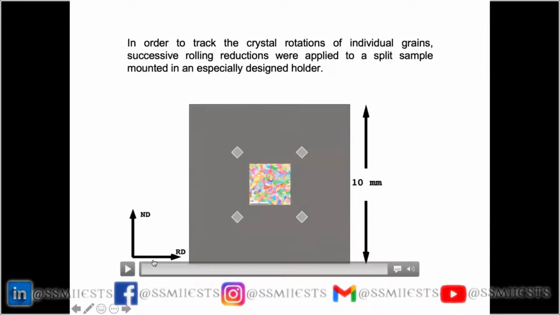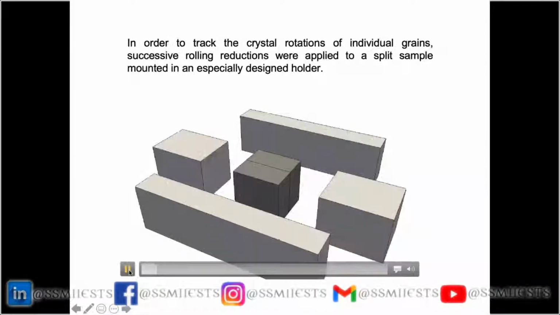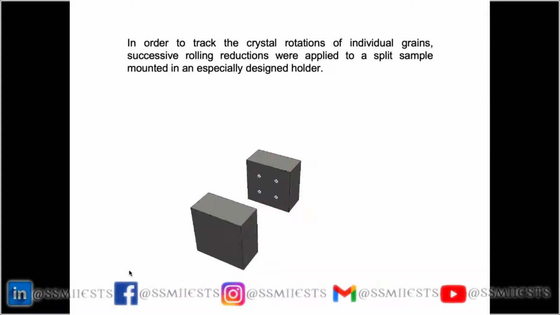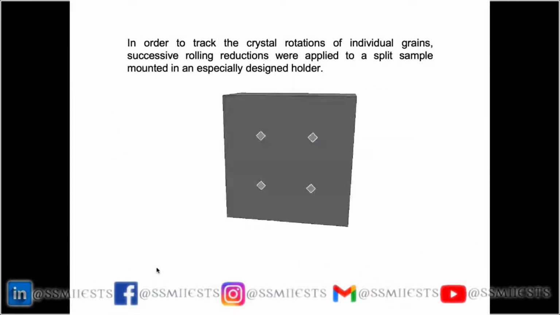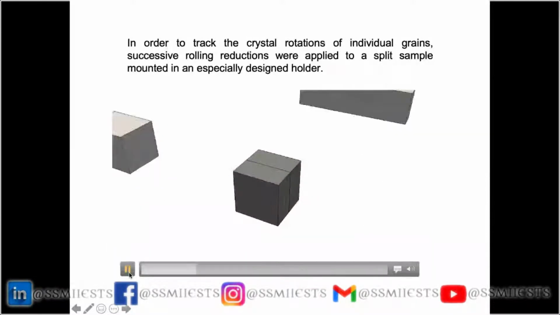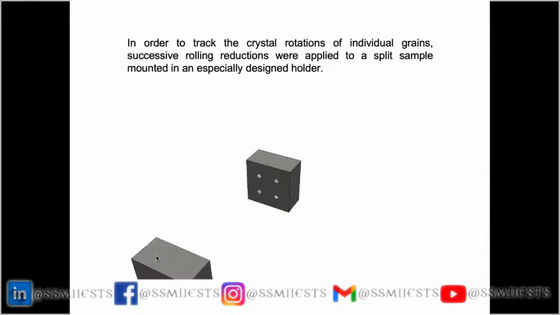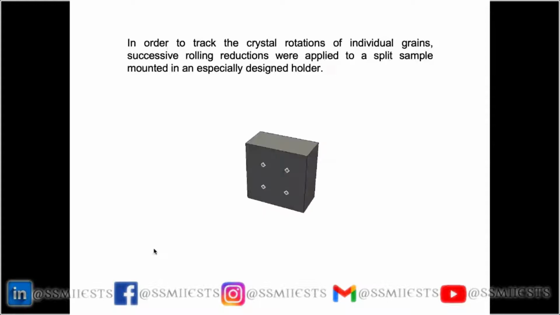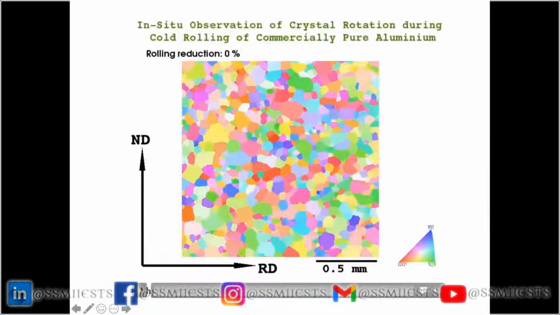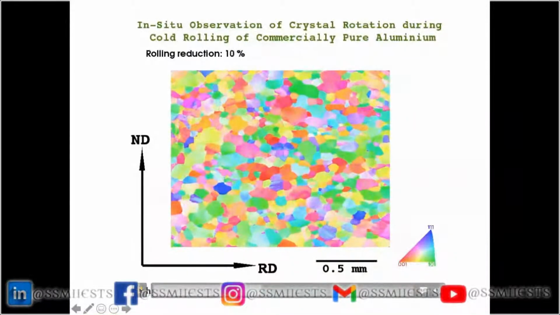Okay. So you see between each rolling pass, we opened up the sample, and then we looked into the electron microscope with EBSD, and then we put back the sample together and we did the next rolling pass. So in small passes of 6%, we went from 0 to 24% of rolling. And this is the result, then, what you see. So now you see how the grains deform during rolling.